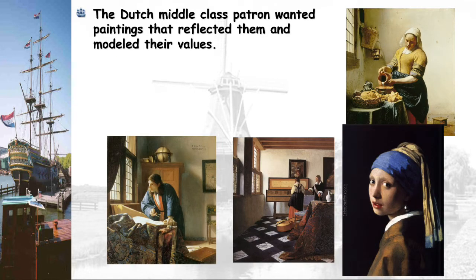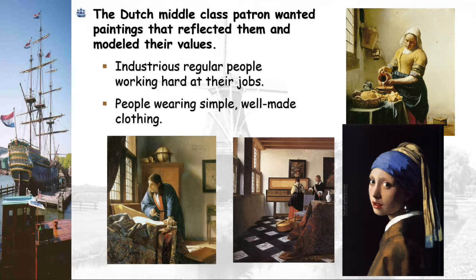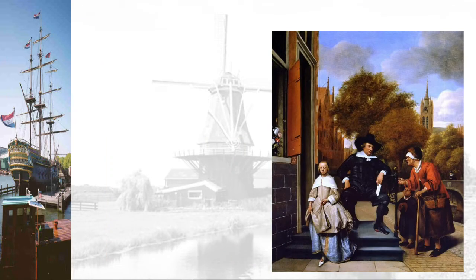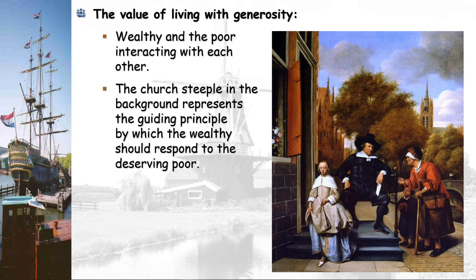The Dutch middle class patron wanted paintings that reflected them and modeled their values. Industrious, regular people working hard at their jobs. People wearing simple, well-made clothing. The value of living with generosity, the wealthy and the poor interacting with each other. The church steeple in the background of this painting represents the guiding principle by which the wealthy should respond to the deserving poor.